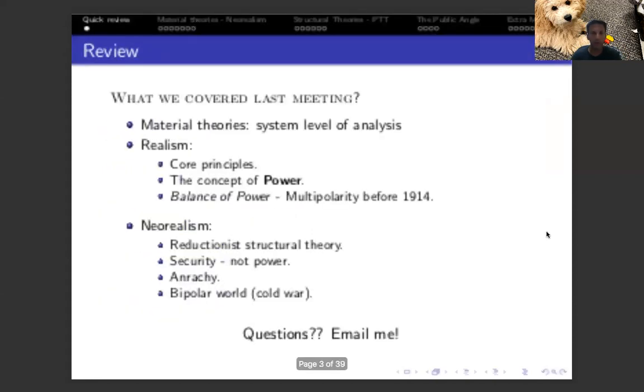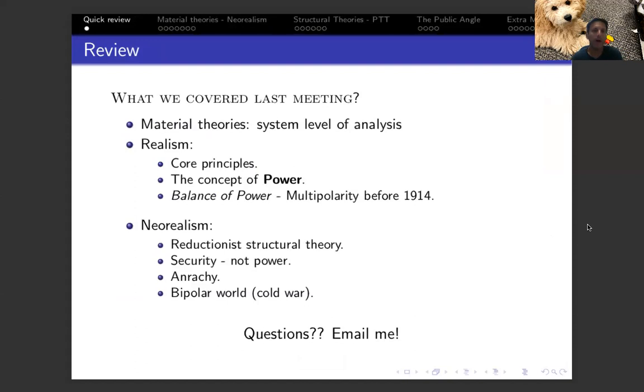First, as always, a quick review. On Tuesday, I began the discussion about the material theories. Those theories reside in the system level of analysis, focusing on the effects of the system itself, the condition within the system, and how that affects the behavior of different countries. We talked about the classic realist theory, the 6 different core principles, mostly revolving around the concepts of power. Each state pursues, first and foremost, its interest as defined within the context of power. That creates a balance of power, a global international system.